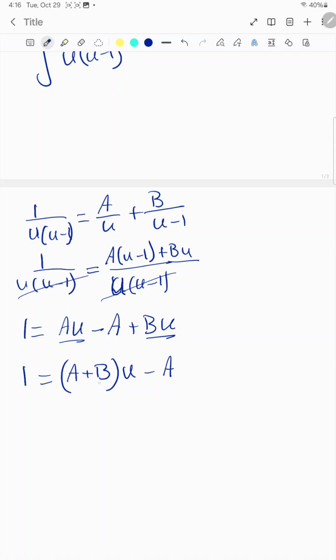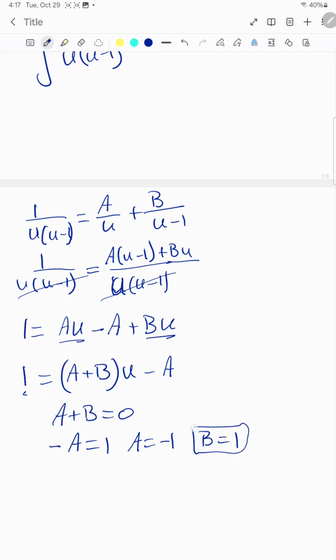The coefficient of u on the right hand side is a plus b, and I don't have any term with u on the left hand side. So I can say that a plus b is equal to 0. And the constant term on the right hand side is minus a, and the constant on the left hand side is 1. So minus a is equal to 1. That means my a is equal to minus 1. And since a plus b is equal to 0, that means my b is equal to 1. Now I know what my a and my b are, I have to replace them here.